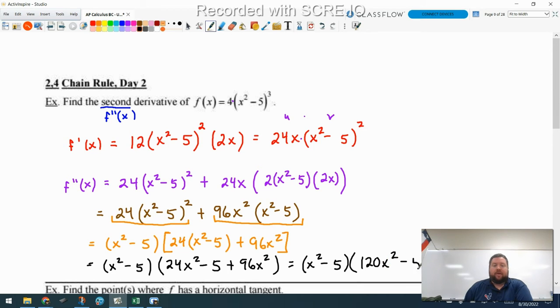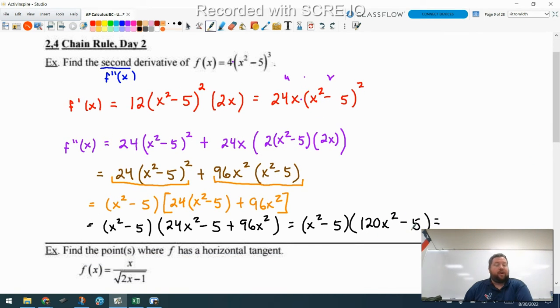X squared minus 5. That's okay. And then you could go one step further. 120 and 5 are both divisible by 5. So I could take a 5 out to the front. X squared minus 5. 120 divided by 5. Let's see. 2, 4, 24. X squared minus 1.